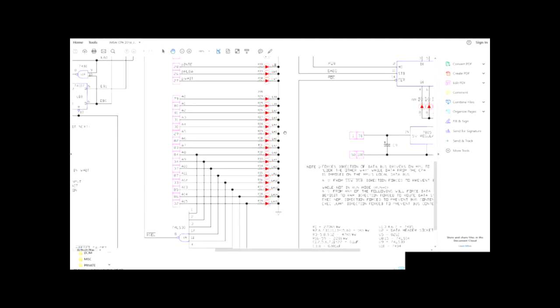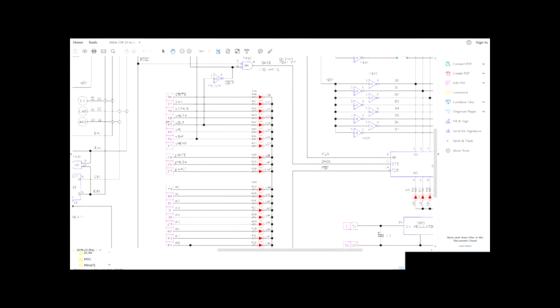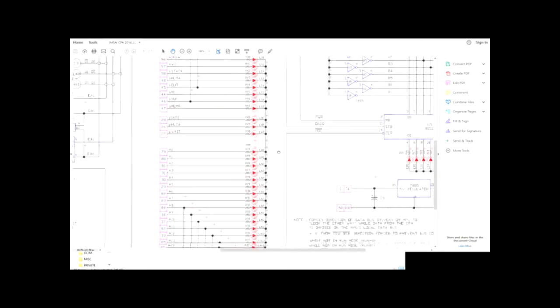So we have 16 address lines. We have status LEDs: interrupt, stacks, halts, IO out, IO in, memory read, things like that. So that's most of it.